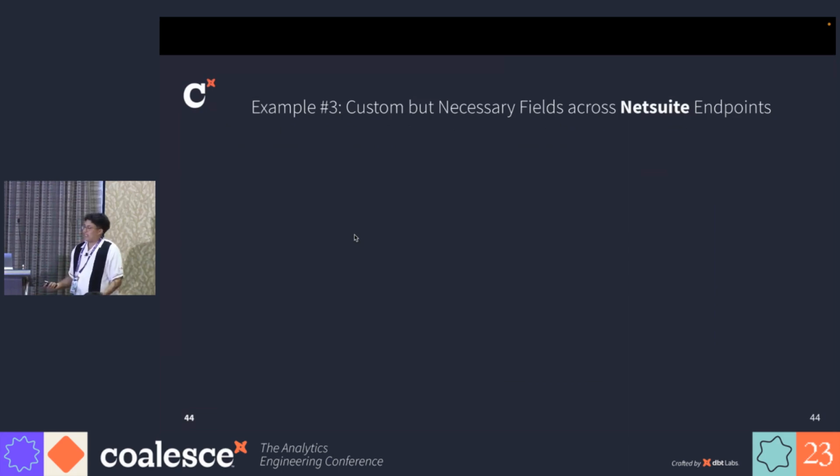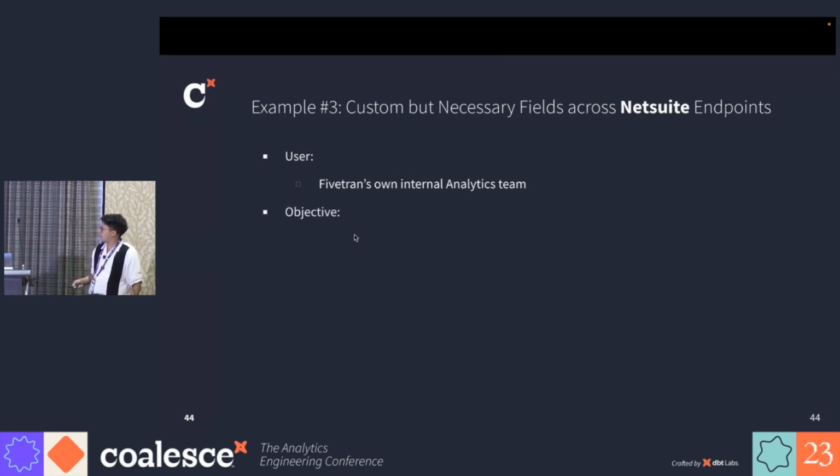So I would like to talk about someone who used our package to handle this while still maintaining their custom fields. Specifically, that user was Fivetran's own internal analytics team, who were not using the package prior to all of this. They had analogous end models, same income statement, balance sheet stuff. So this transition did work well for them.